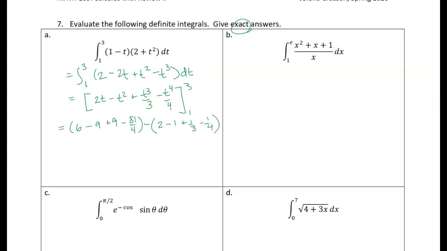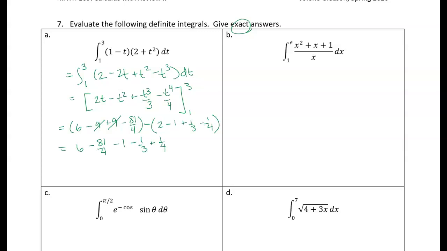Now we want exact answers, so let's get a fraction here. You could plug that in your calculator, but you're going to get a decimal. So let's work this out. It's not that bad, it's just a lot of arithmetic. This minus 9 and plus 9 will cancel out. And then we have 6 minus 81 over 4. And then we have minus, okay, 2 minus 1 is 1, so it becomes a minus 1, minus 1/3 plus 1/4.